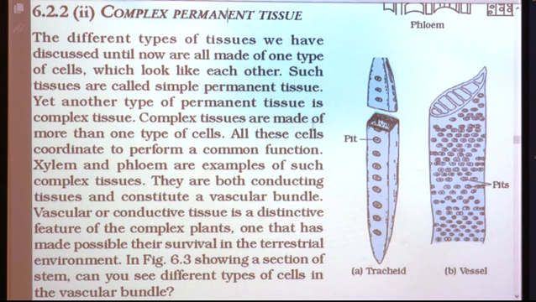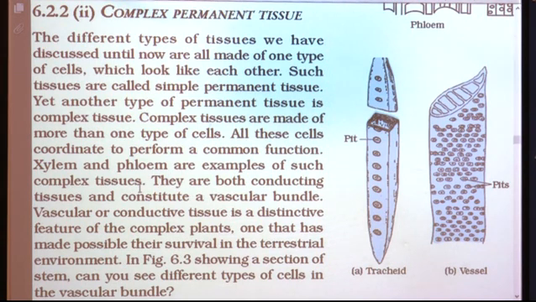Complex tissues are made of more than one type of cells. All these cells coordinate to perform a common function. So, in complex tissues, the cells are not of a single type, they are made of more than one type of cells and they all coordinate with each other and perform a common function. Xylem and phloem are examples of such complex tissues. They both are conducting tissues and constitute a vascular bundle.